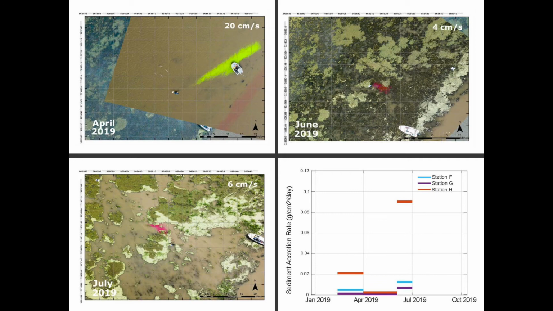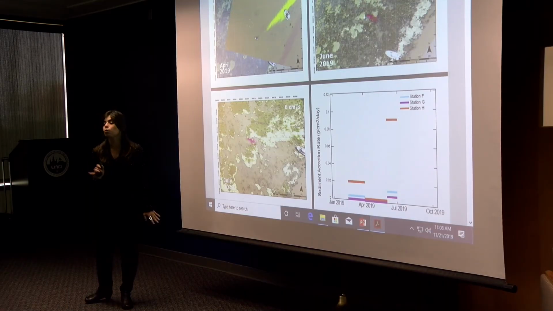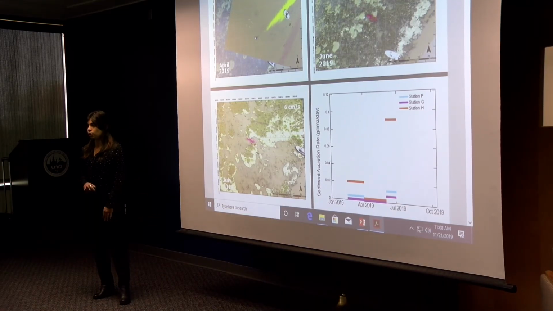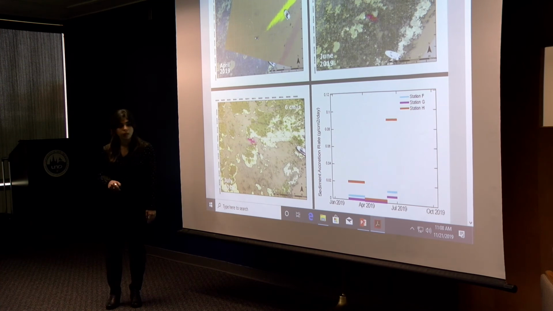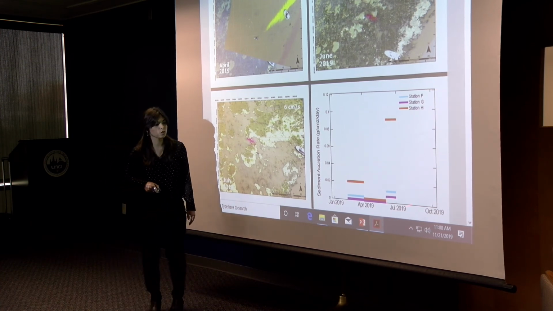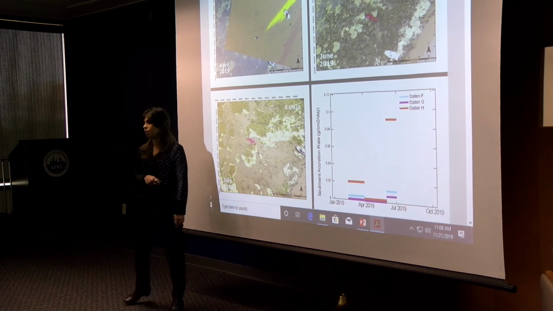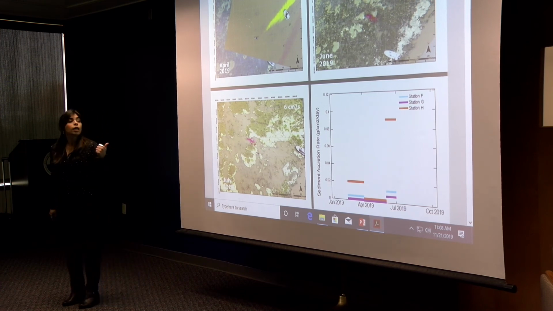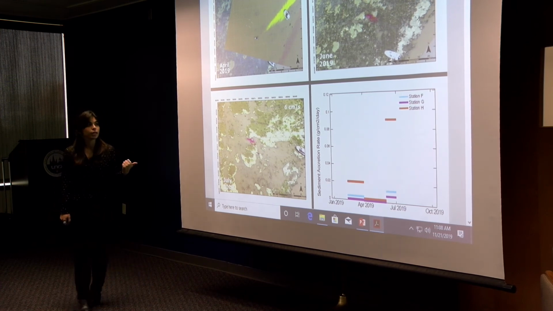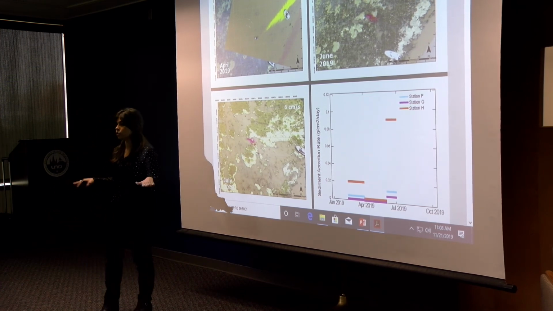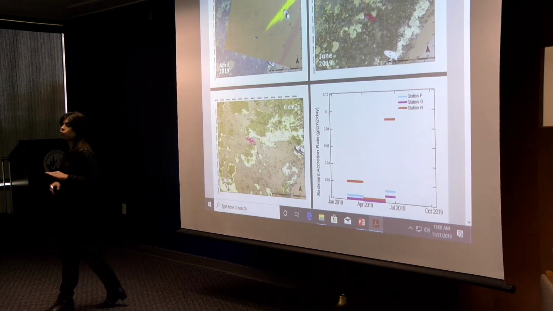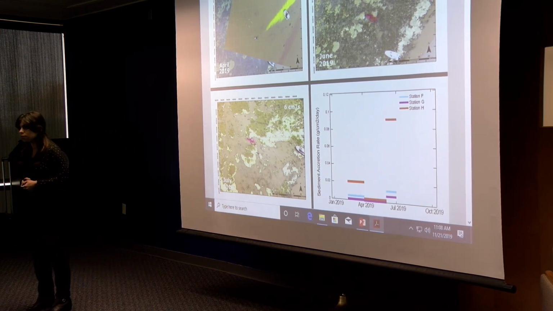We went back in July, and we observed that most of the submerged aquatic vegetation was gone by this time. There were some floating aquatic vegetation and some emergent, but most of it was not there anymore. And we observed that our sediment deposition measurements increased during this time. Here, with this, we can see how sediment deposition varies in relation to changes in vegetation growth.